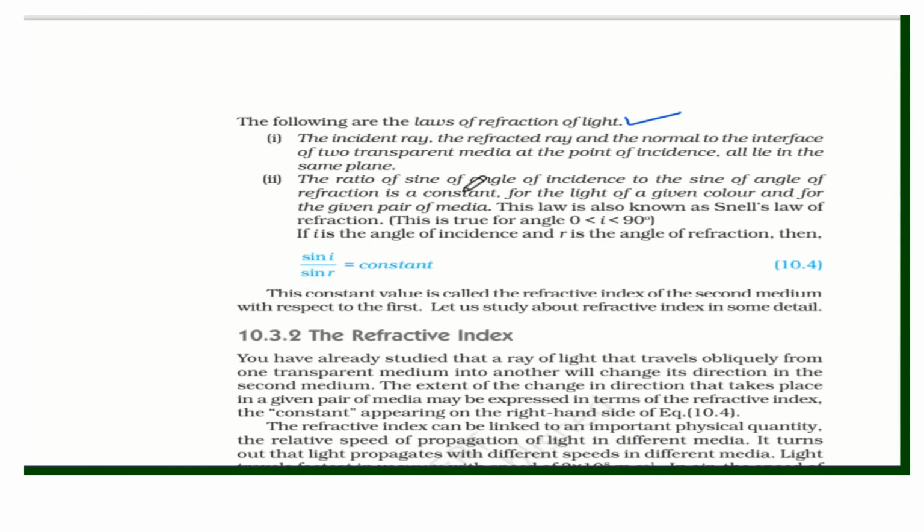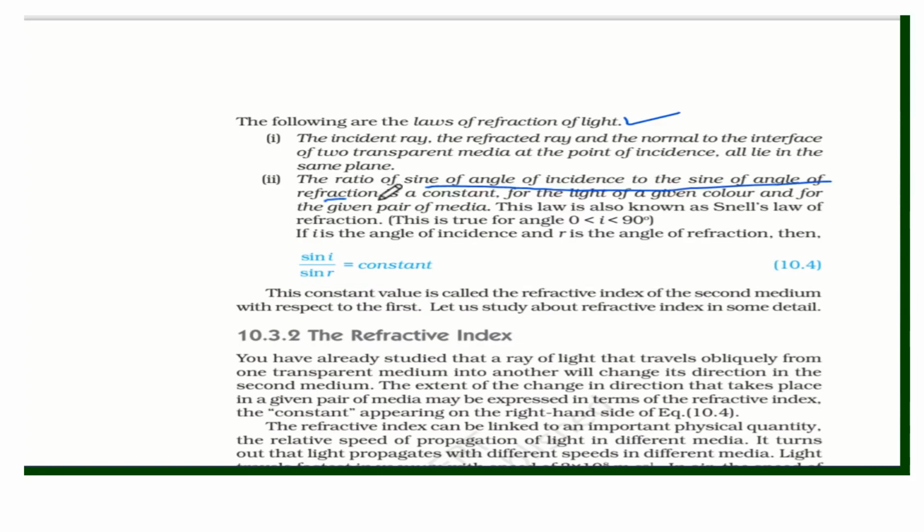Next, the ratio of sine of angle of incidence to the sine of angle of refraction is constant for light of a given color and for a given pair of media. This law is also known as Snell's law. This is true for angle of incidence greater than 0 and less than 90 degrees.